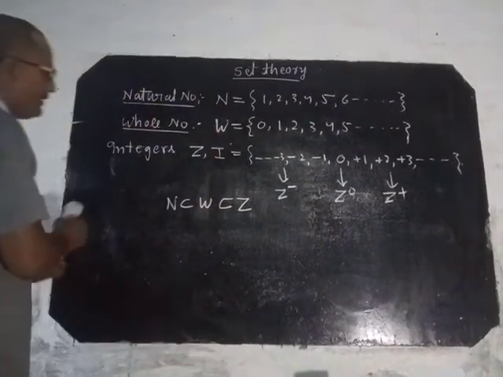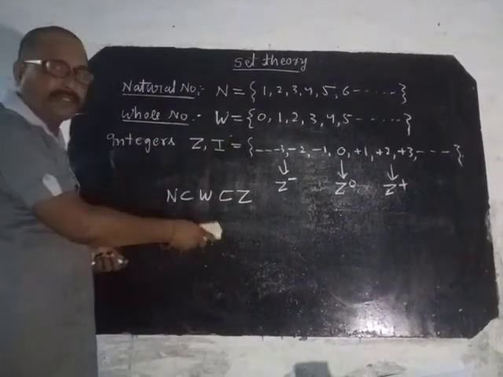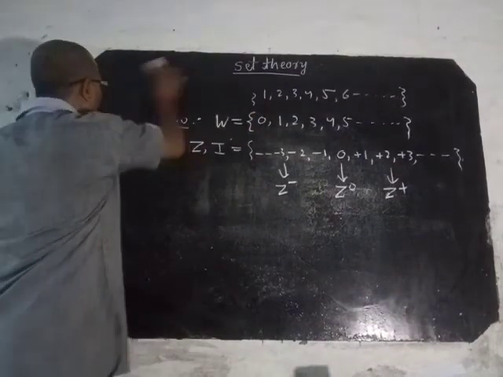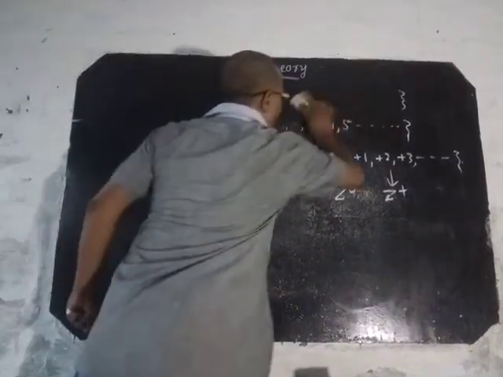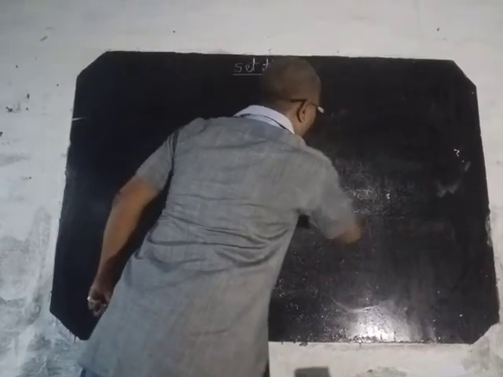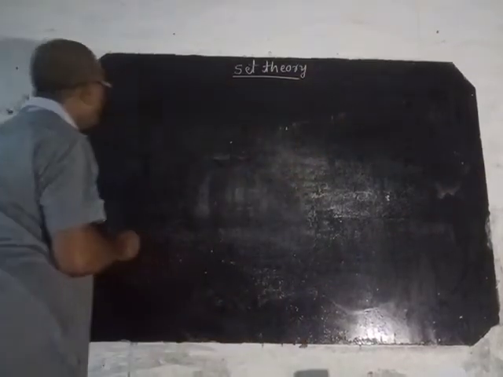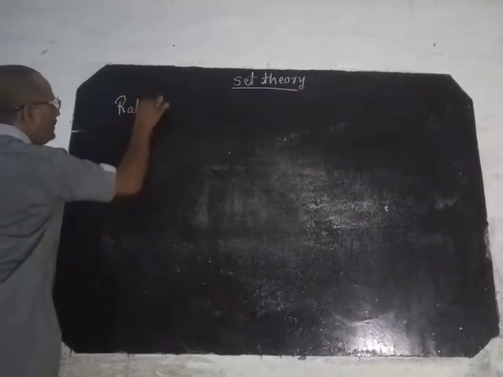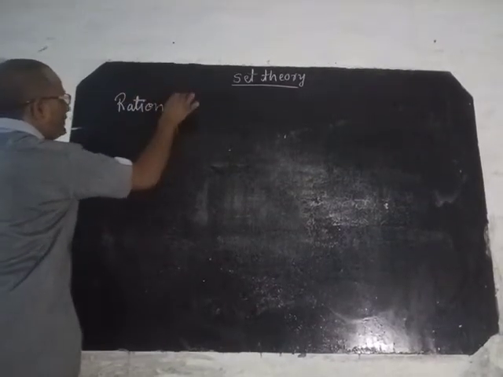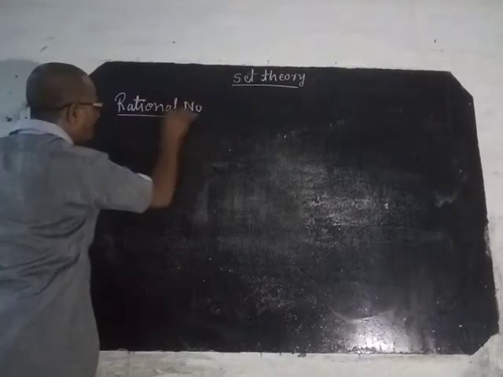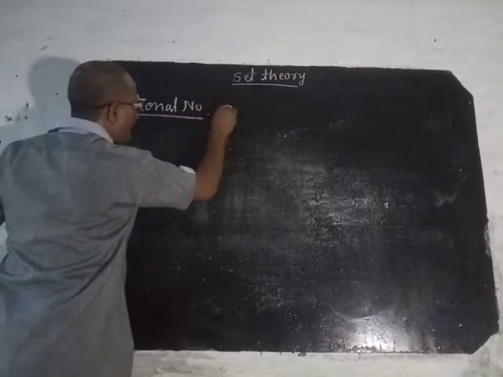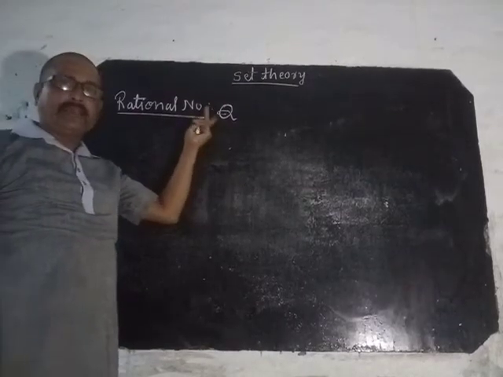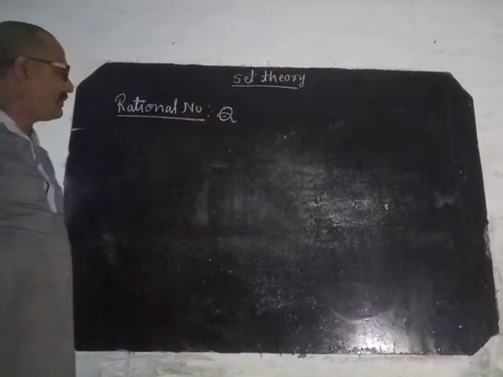Now, next point, you can write this one in your copy. Next I am going to explain rational numbers. The symbol of the rational number is Q. You will find this symbol up to the higher classes, graduation and post graduation.